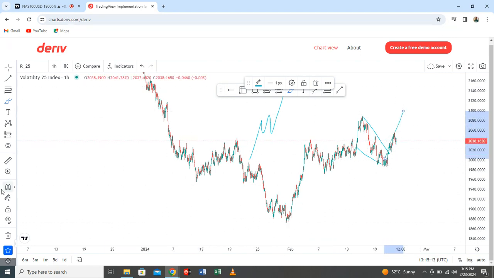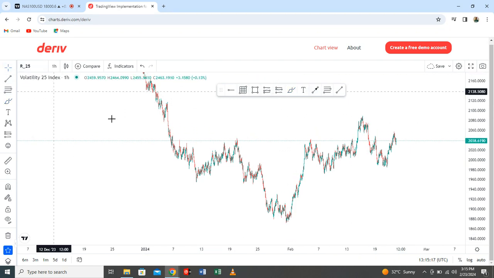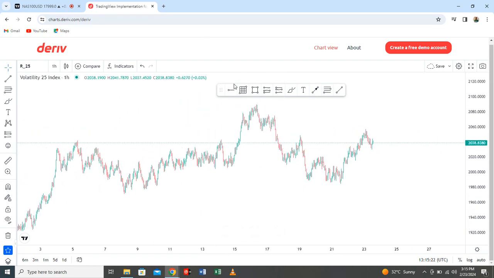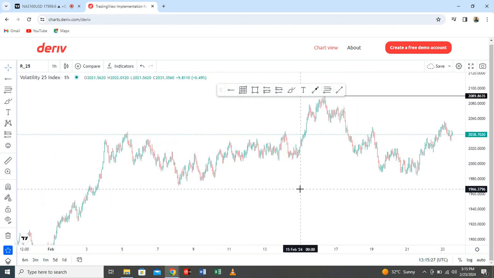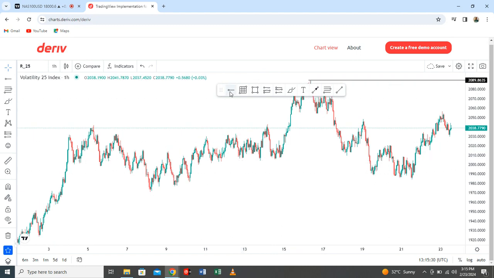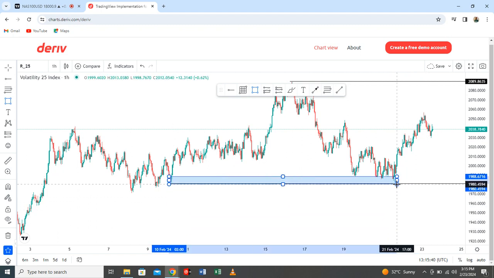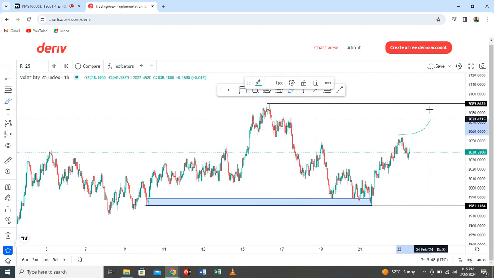So let's dive deep into the analysis with this one, guys. I'm just gonna mark my important areas. I have this highest high based on the current price, and I have this low over here. I think it's gonna be this one. Yeah. Then this one, I can mark this order block here, something like this. I believe that the price has to come and fill this gap here.